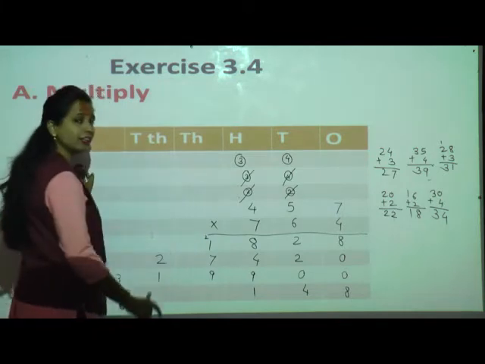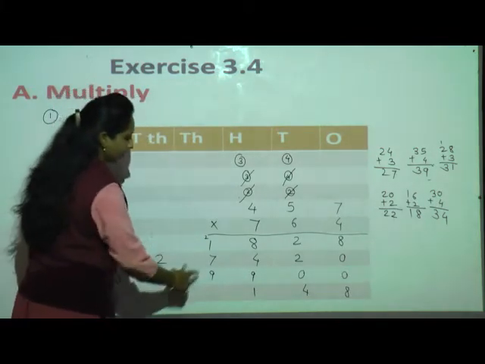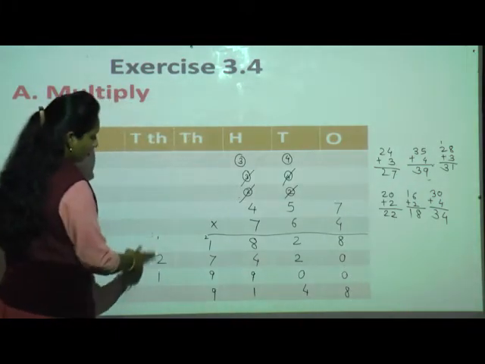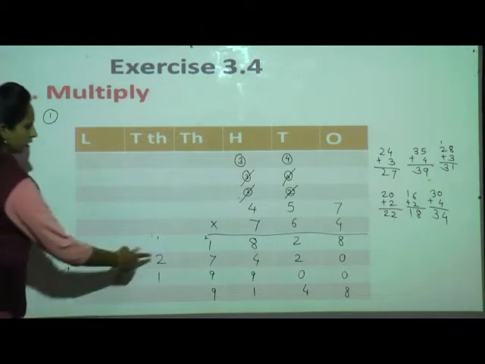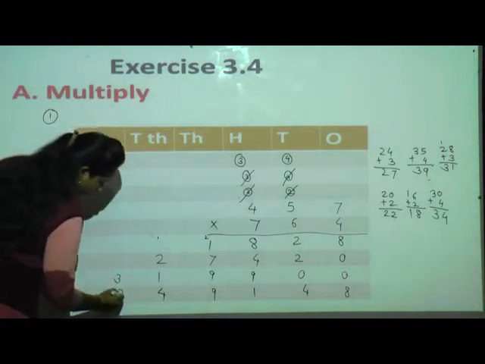Now 2 plus 1 is 3. 3 plus 7 is 10. 10 plus 9 is 19. 9 here, 1 will be carry. 1 plus 2 is 3. 3 plus 1 is 4 and 3 as it is.